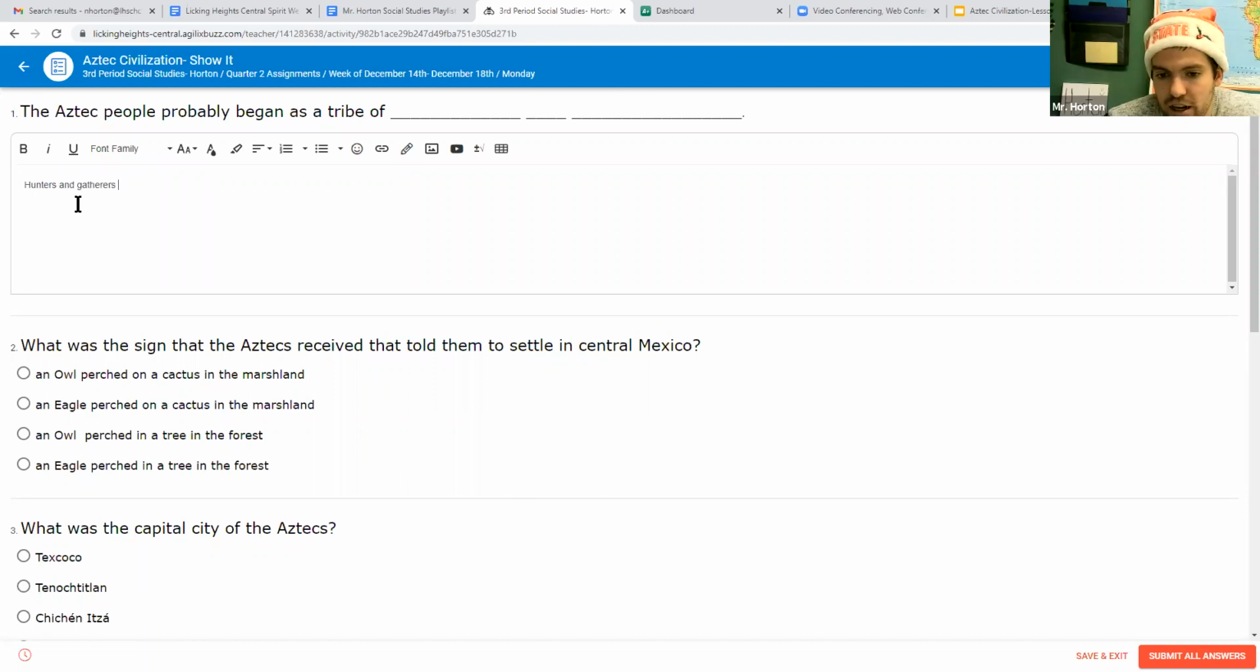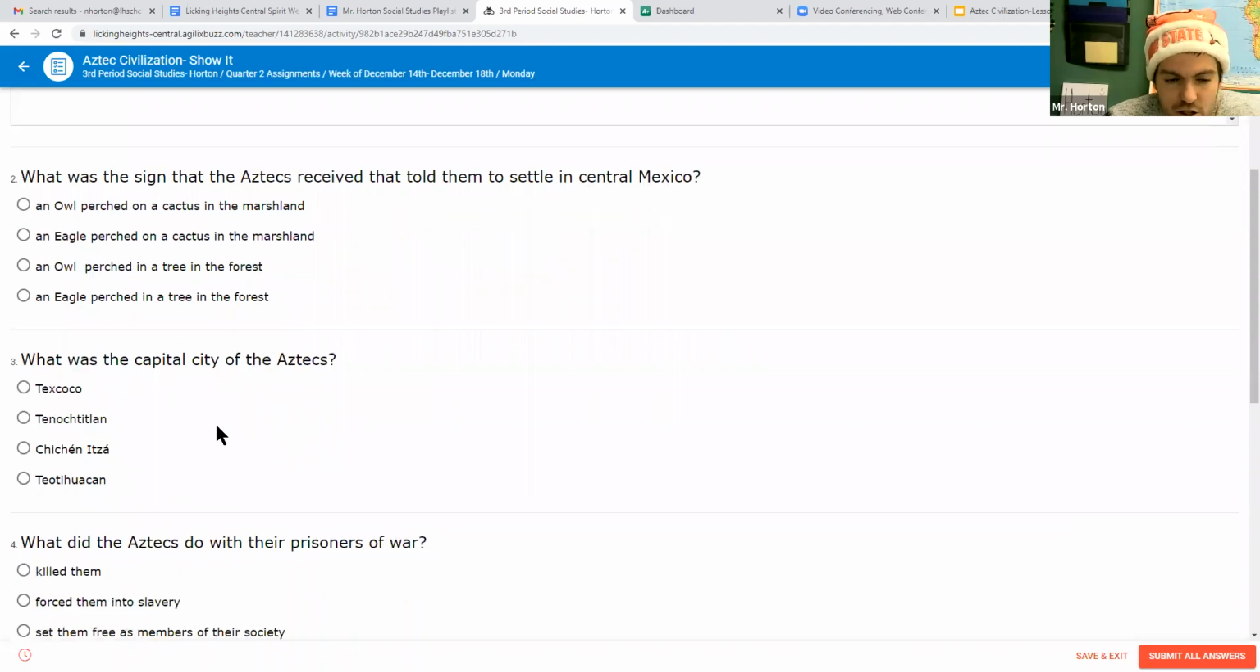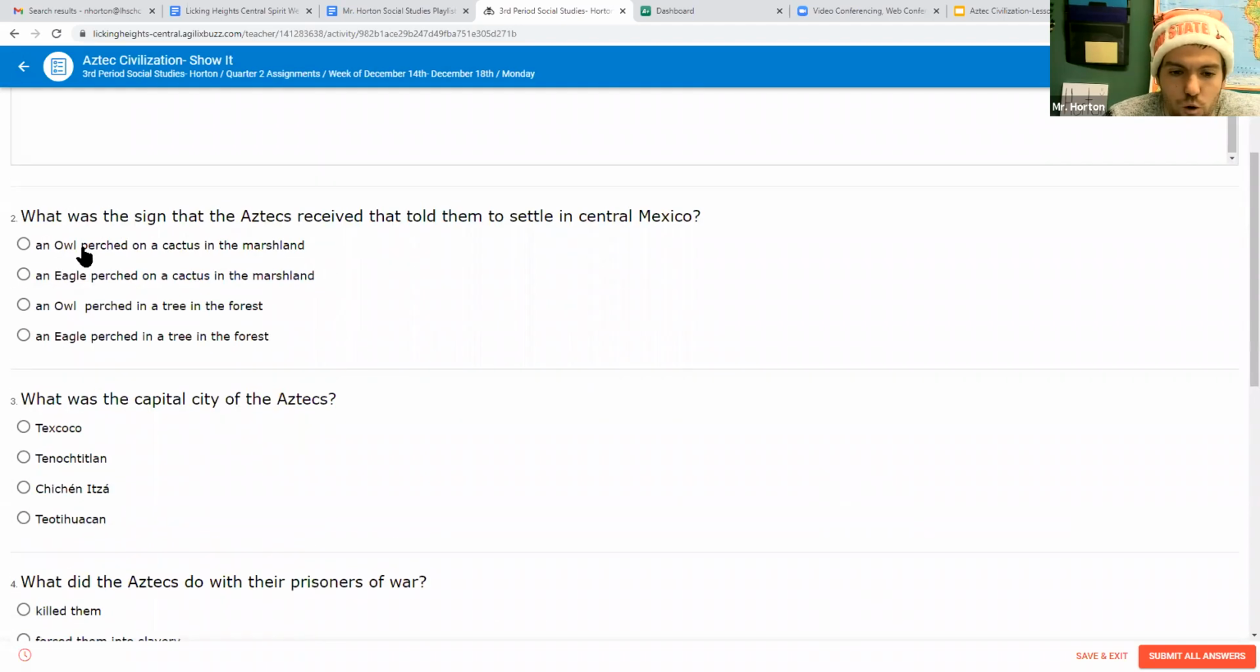So they began as a tribe of hunters and gatherers. Remember, they began by hunting their food, walking around from place to place, hunting their animals as they went along, and then gathering up those fruits and grains that they saw as well. So hunters and gatherers will be your answer for number one. All righty. And then the rest of the questions are all multiple choice. They're going to be in a little bit of a different order on your screen than they will be on my screen, so make sure you're reading through it on your screen carefully.